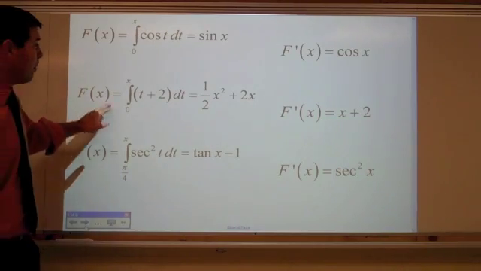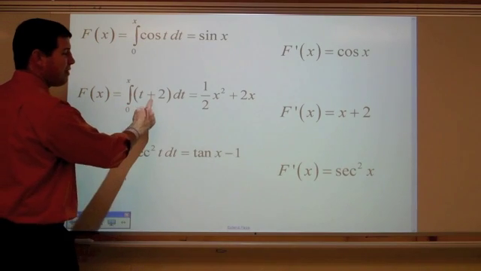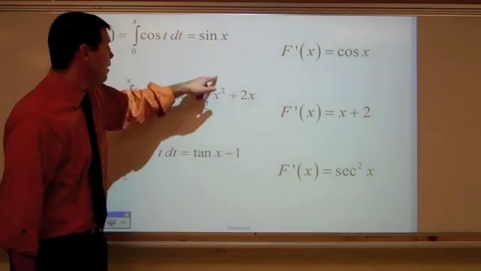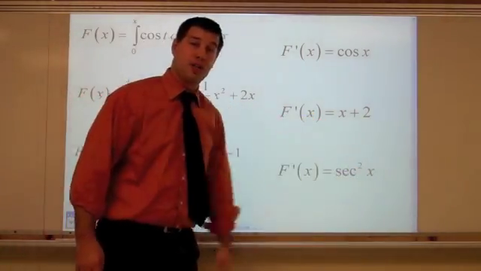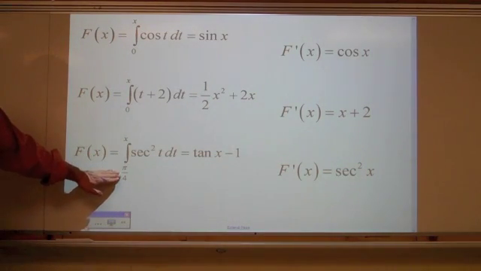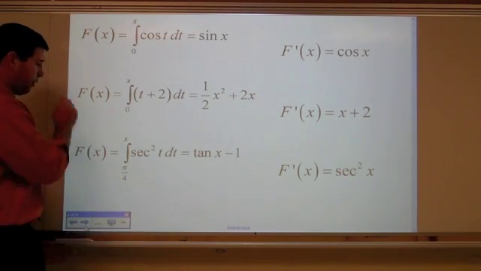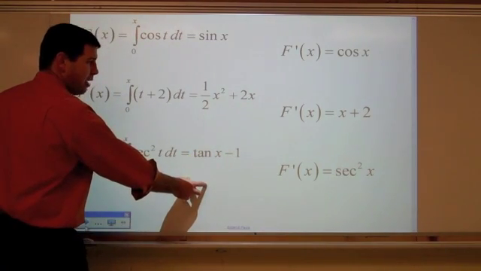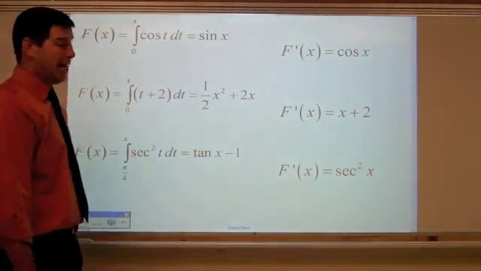F of x here was 1/2 x squared plus 2x. That was the integral from 0 to x of t plus 2 with respect to t. Well, f prime of x is going to be 2 times 1/2 is 1, x to the first plus 2, x plus 2. And now we have a function where we started somewhere other than 0. This bottom number was a constant other than 0. Capital F of x was tan of x minus 1. The derivative of tan of x is secant squared of x, minus 0. So f prime of x equals secant squared of x.